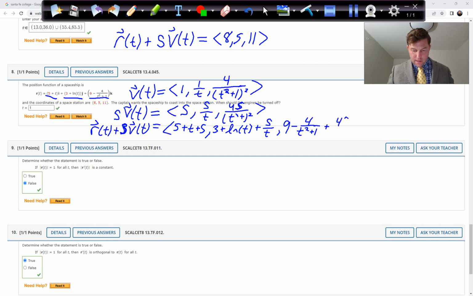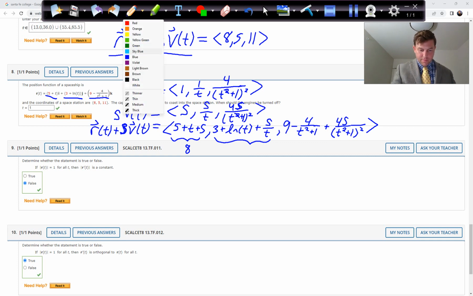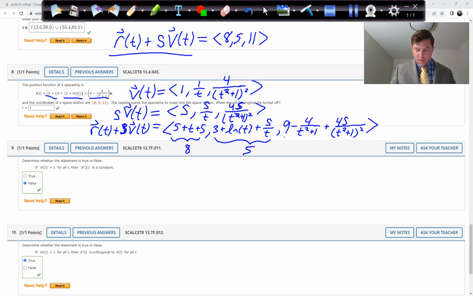So it's 9 minus 4 over t squared plus 1 plus 4s over t squared plus 1 squared. Oh, I forgot a 1 in there, I think. Okay, so that is this. And we're setting this equal to 8, 5, and 11. So the first whole thing has to be equal to 8, the middle term has to be equal to 5, and this whole thing has to be equal to 11.